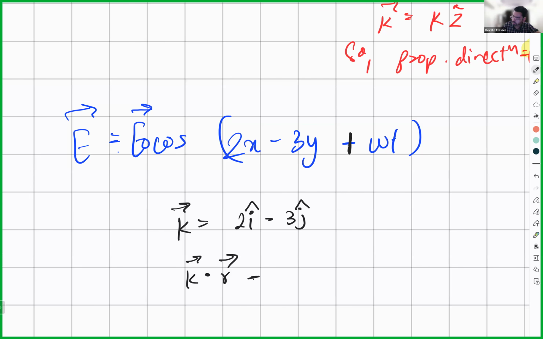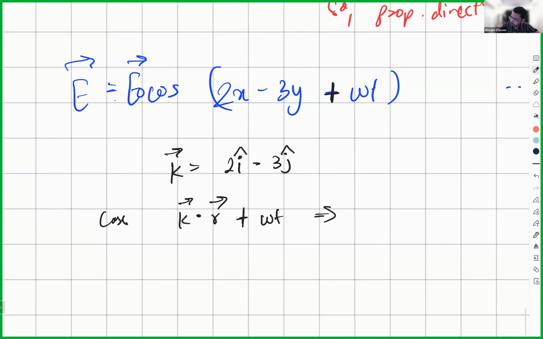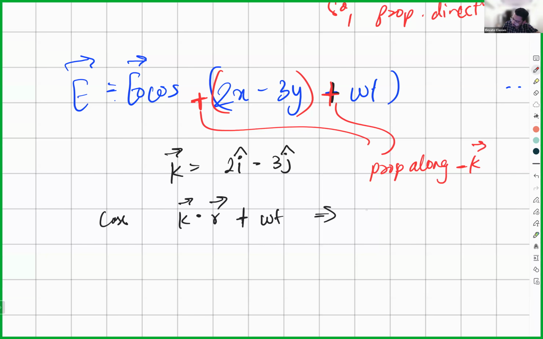Let us make this a plus, just for it to be a different thing. So I have the case of k dot r plus omega t. So this implies there is a positive sign over here. There is a positive sign over here. So propagation along minus k vector. Here also I can write propagation along minus k vector.